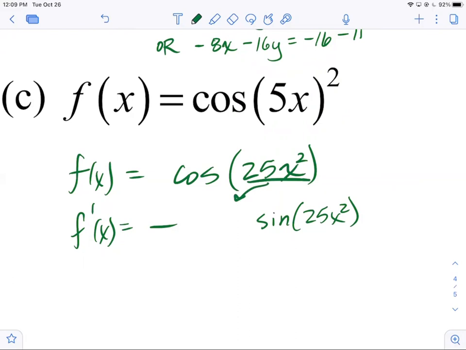What's the derivative of 25x squared? 50x. Boom. And there you go. Now I don't have to rewrite it. So negative 50x sine of 25x squared. That's your answer.